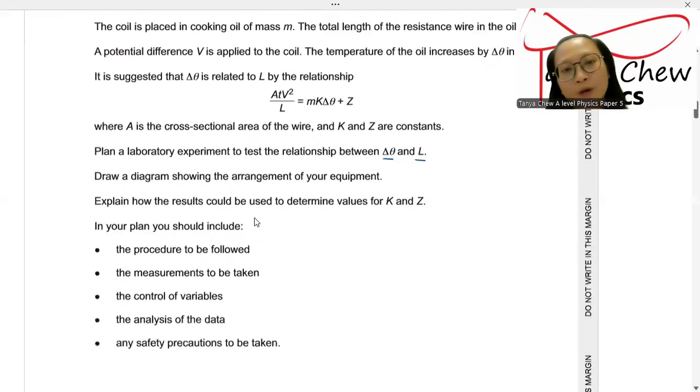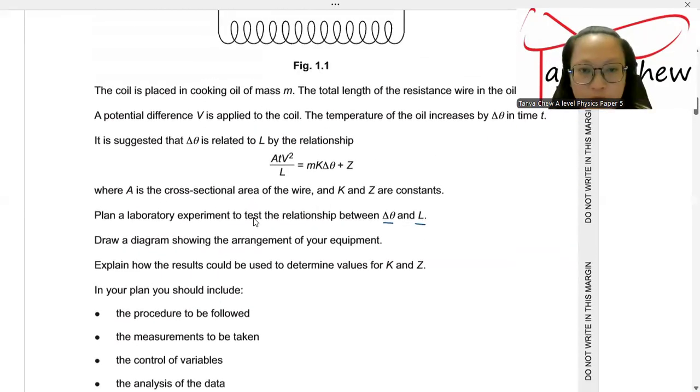Now, when you first see this kind of question, the first thing you do is focus on the relationship suggested. Since this experiment is about the relationship between delta theta and L, you have to make one of these two your independent variable. How do we determine the independent variable? It is actually up to you, but the easiest way to determine which is your independent variable is to ask yourself a question.